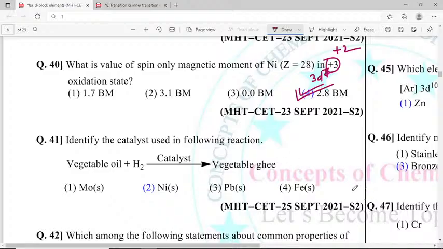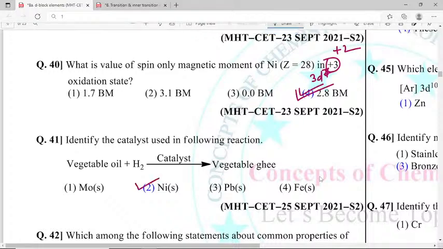Identify the catalyst used in the following reaction: vegetable oil, hydrogen, nickel. So this is Raney nickel, your answer. Raney nickel.